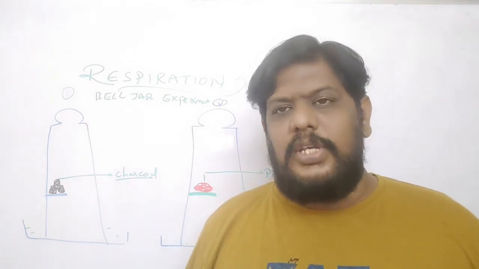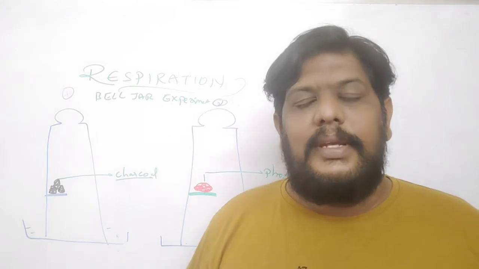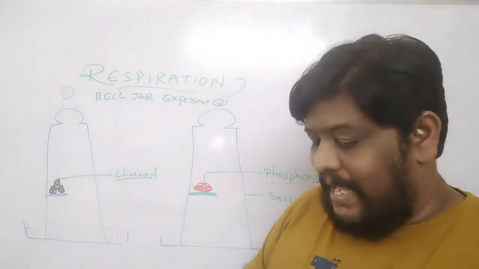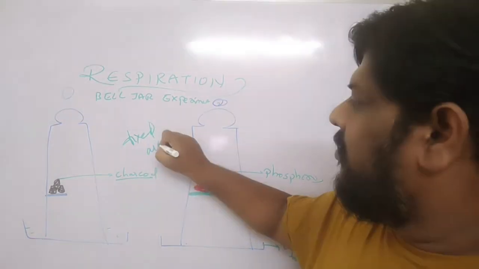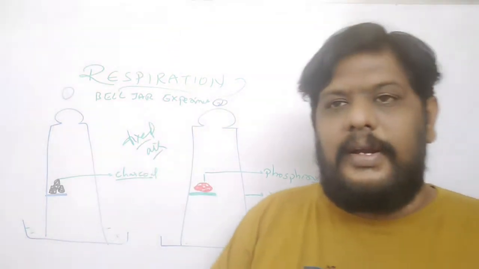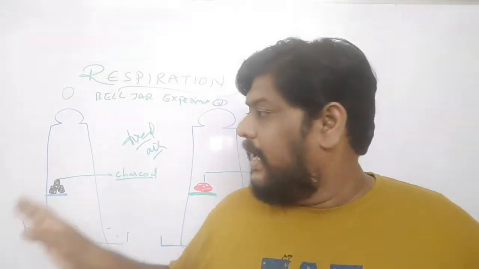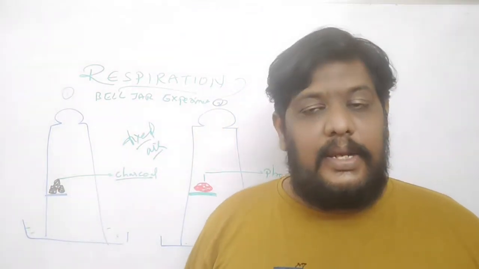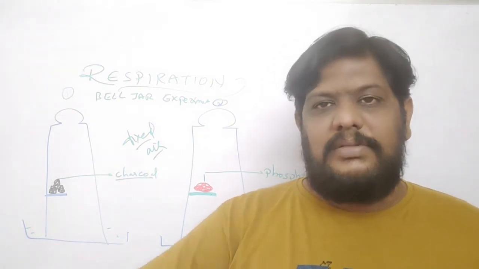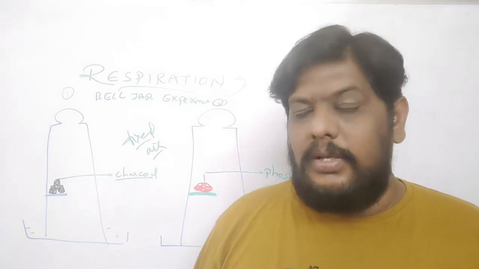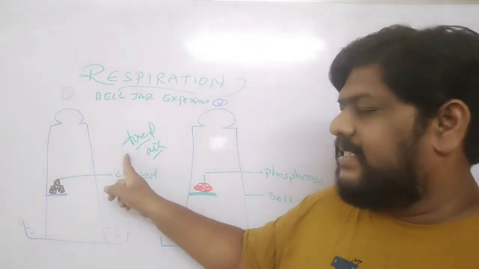When he burned the charcoal, it gave out some gas, and this gas he called fixed air. Now we know that it is carbon dioxide, but in those days it was not known to anybody that there was a gas called carbon dioxide. So they just named it fixed air.